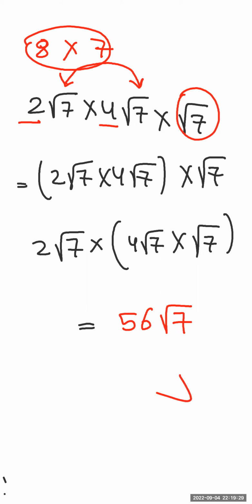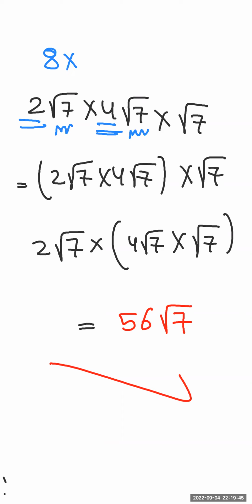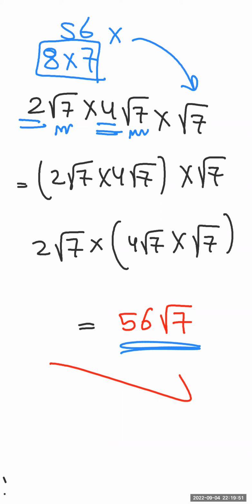Again, how did I get this result? Step by step. The first two terms: 2 times 4 is 8. Square root of 7 times itself is 7. So this one is 56 times square root of 7. So 56 square root of 7. Correct? Correct. Okay.